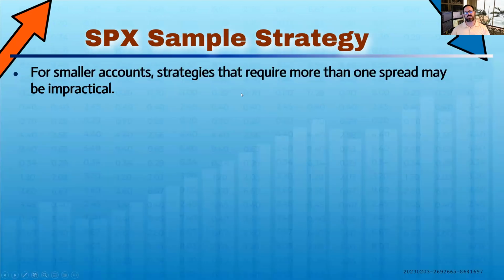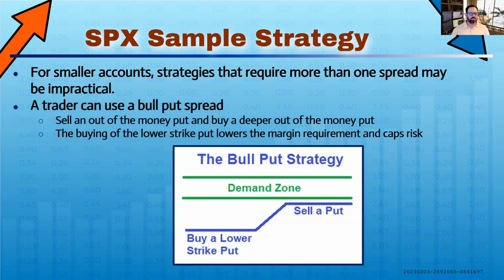Anyway, for smaller accounts, you've got to be careful. You don't want to risk too much money, right? So for smaller accounts, strategies that require more than one spread might not work, meaning the iron condors. Many people might just want to do either a bull call spread, bear call spread, or bull put spread. A bull put spread is a bullish strategy where you sell a put below your support, or I call them demand zones, a little bit different. And then you would buy a lower strike put, and the buying of the lower strike put offsets the risk of the one you're selling.